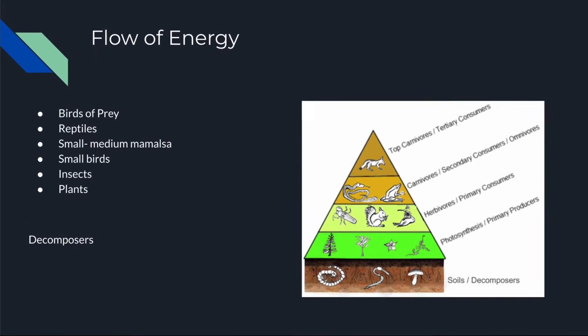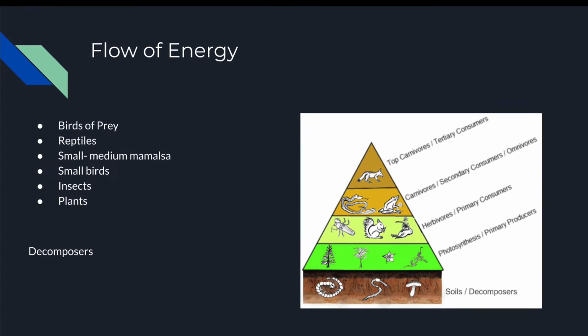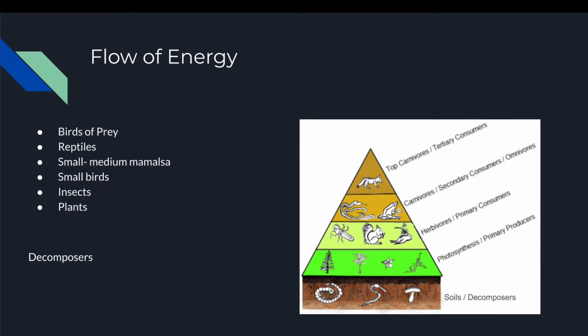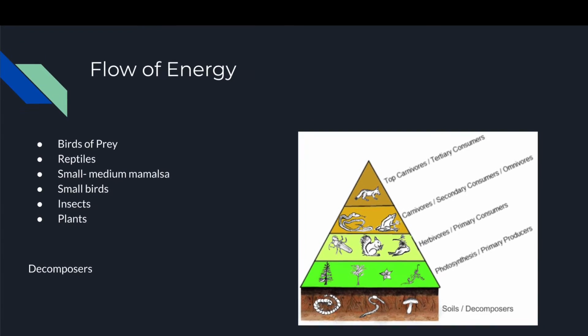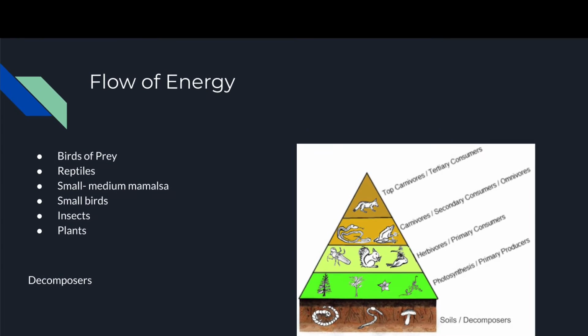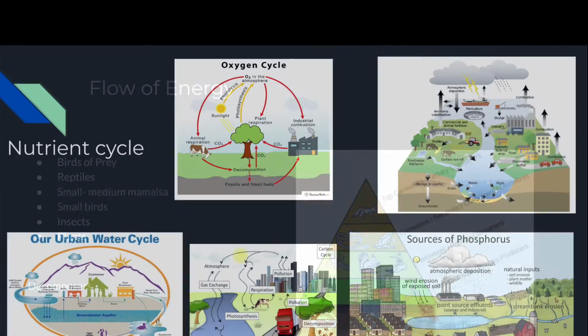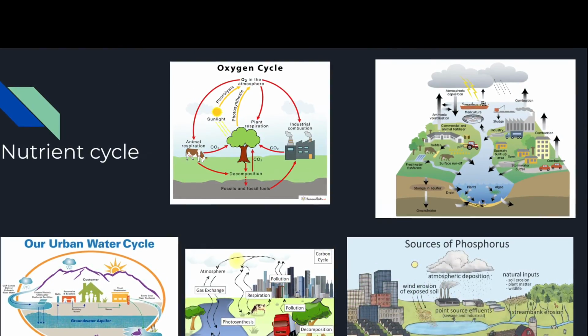As a result, the flow of energy is as follows: birds of prey being the apex, followed by reptiles with small to medium mammals below them, with small birds being under them, followed by insects, and lastly, plants, with decomposers being their own subcategory.